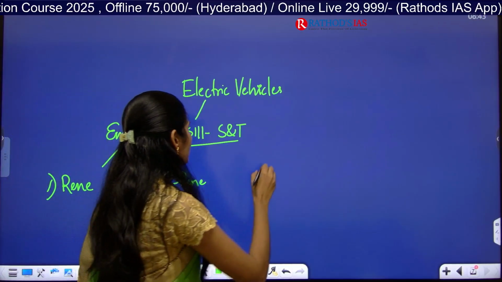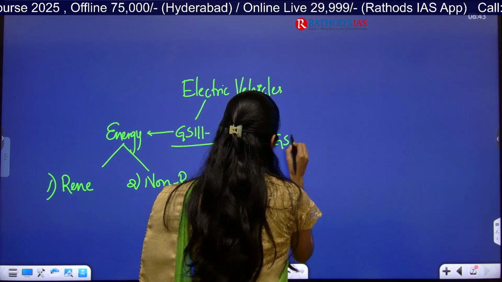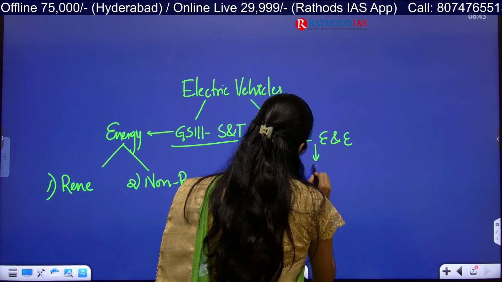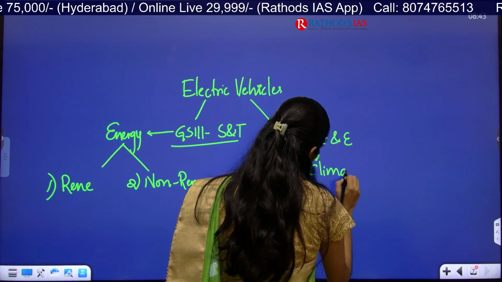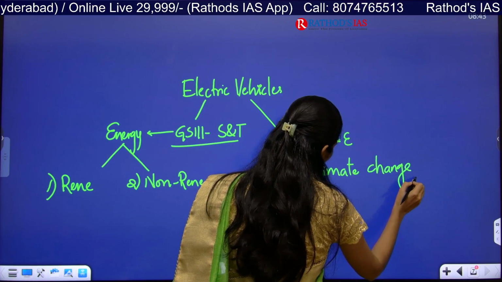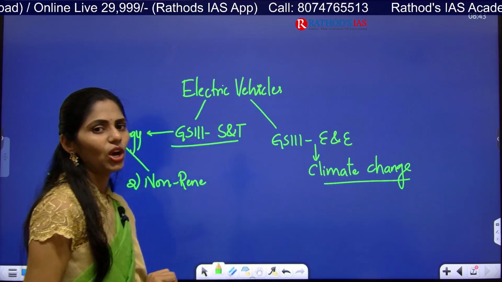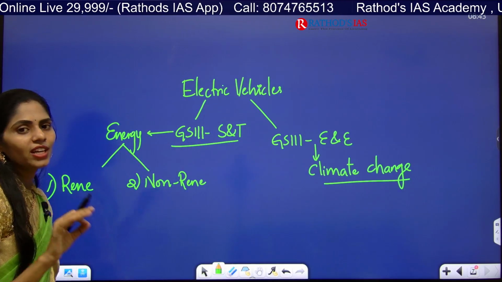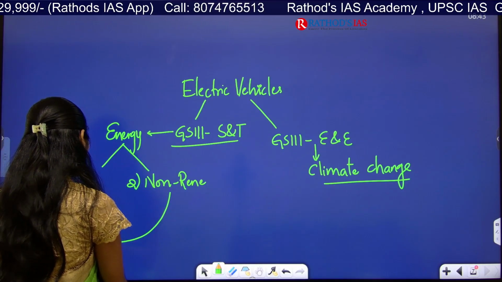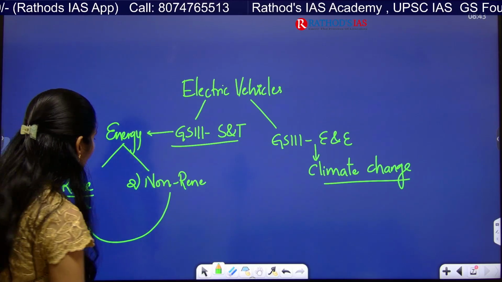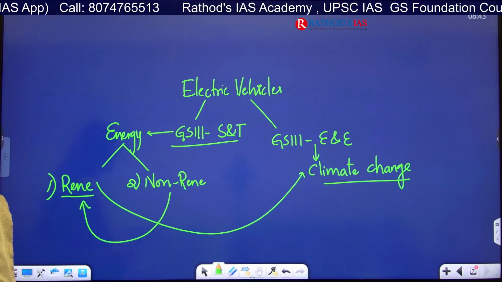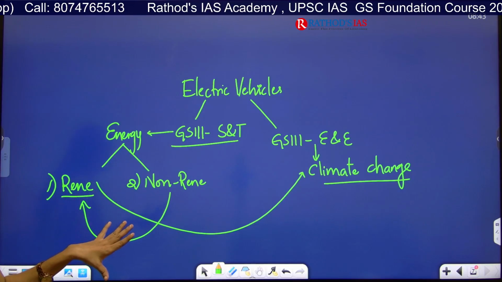And the next one is GS paper 3 under environment and ecology. Now the important topic is climate change. Yes, climate change is happening, and we are having different summits, and they are talking about this climate change. Here you have to focus on why this transition from non-renewable to renewable is important, and how we can address climate change. So these are two interlinked topics, and you have to see these dimensions.